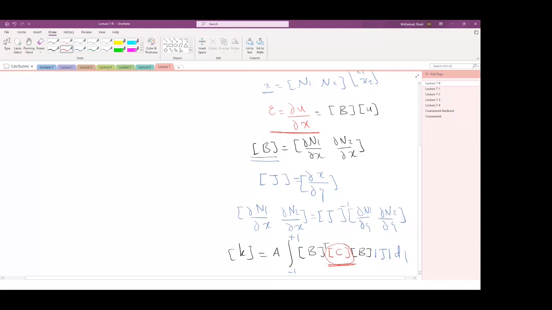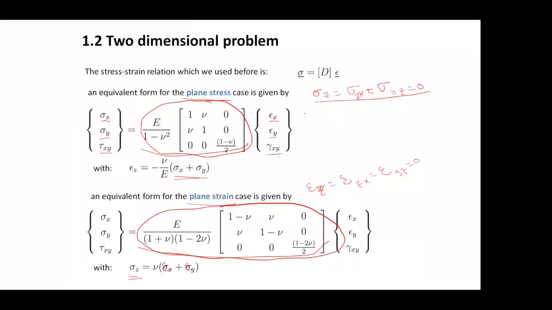So if we are talking about a two-dimensional case, then the C will need to be picked correctly. You pick either this one if you have plane stress, or this one if you have plane strain. So this is the first thing that is going to change.